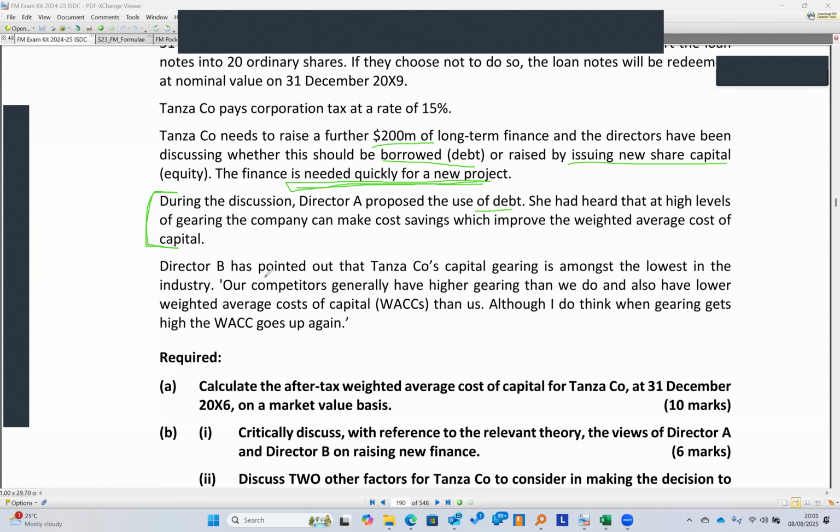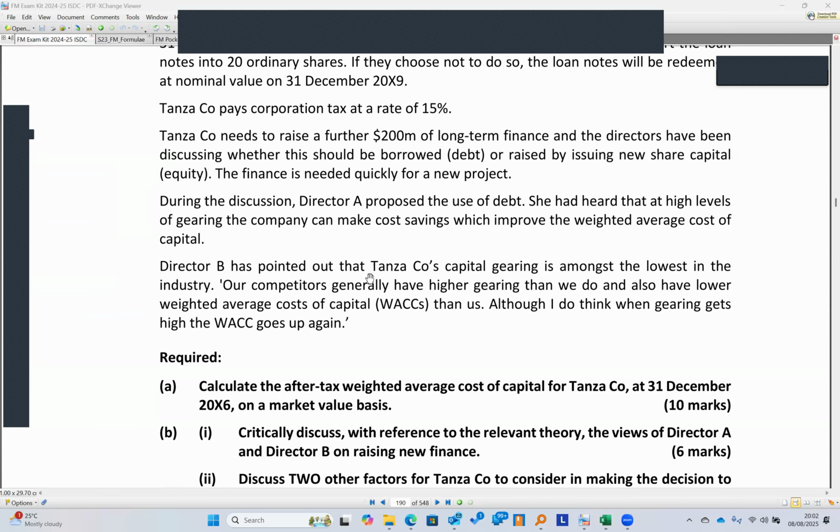And then we have Director B, who says that Tanza's capital gearing is amongst the lowest in the industry. So competitors have higher gearing than we do, and also have lower weighted average cost of capital than us. Although I don't think when gearing gets high, WACC gets up again. We shall break down this theory. But this is the second theory. So we are going to discuss these theories.